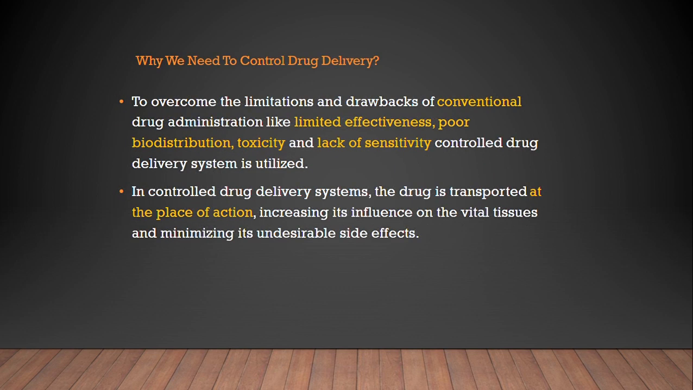Why do we need to control drug delivery? To overcome the limitations and drawbacks of conventional drug administration like limited effectiveness, poor biodistribution, toxicity, and lack of sensitivity, a controlled drug delivery system is utilized. In controlled drug delivery systems, the drug is transported to the place of action, increasing its influence on the vital tissues and minimizing its undesirable side effects.